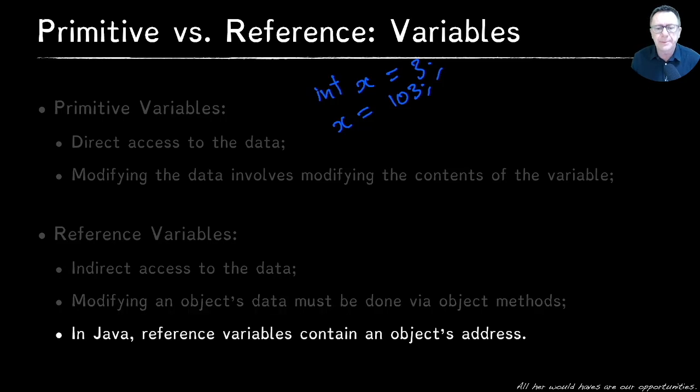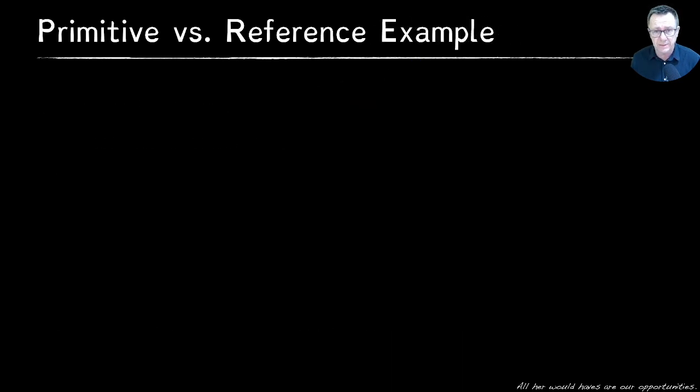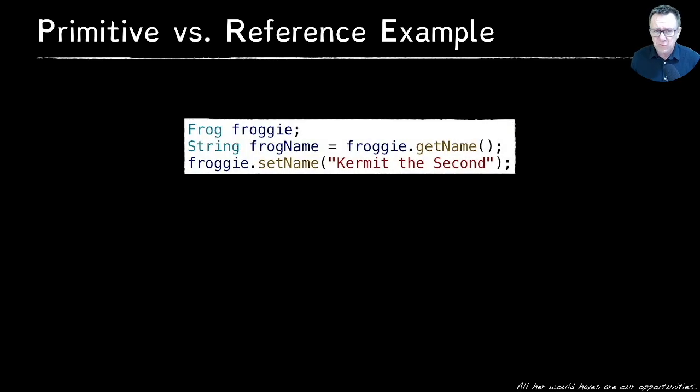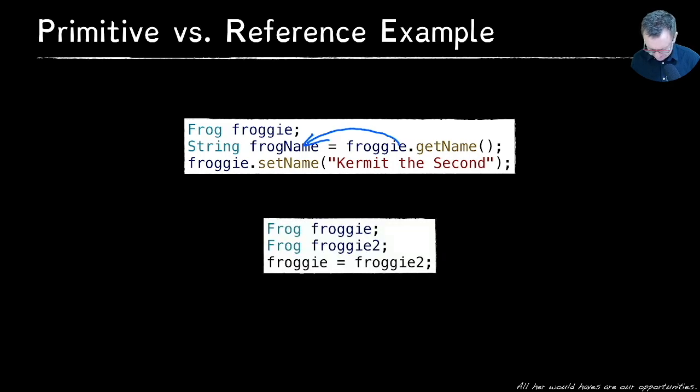Now, in Java, a reference variable contains an object's address. So it's not the object, it's an address to where that object is stored. Now, we've got our froggy, String frogName, and we're going to assign to it froggy dot getName. So that was assigned there, and now we say froggy dot setName Kermit the second.